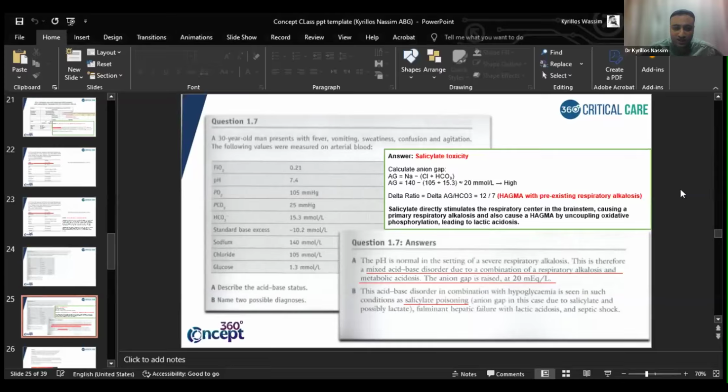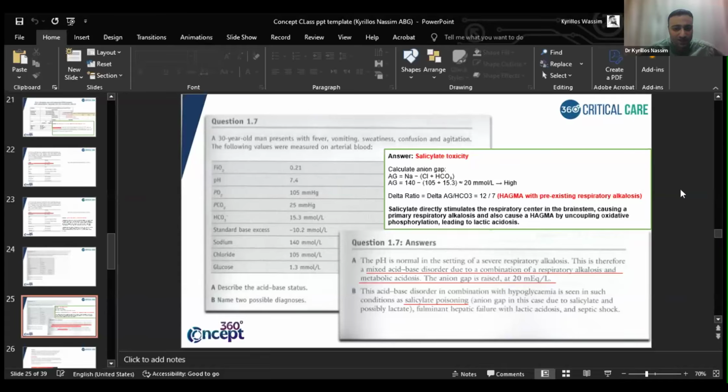I assume that it is a metabolic acidosis, so I calculate the anion gap, which here is 20, and the 20 here is high. So it is a patient with a high anion gap metabolic acidosis. In high anion gap metabolic acidosis, I must calculate the delta ratio. The delta ratio here is more than 2. So there is another acid-base disorder complicating the high anion gap metabolic acidosis, which is high anion gap metabolic acidosis with pre-existent respiratory alkalosis.